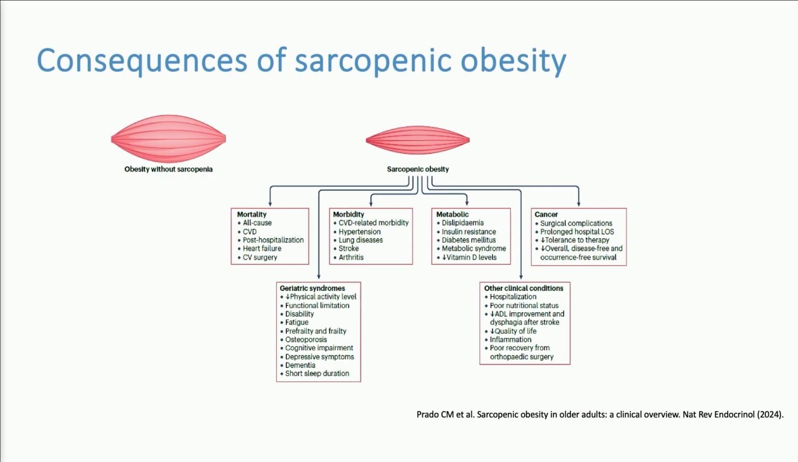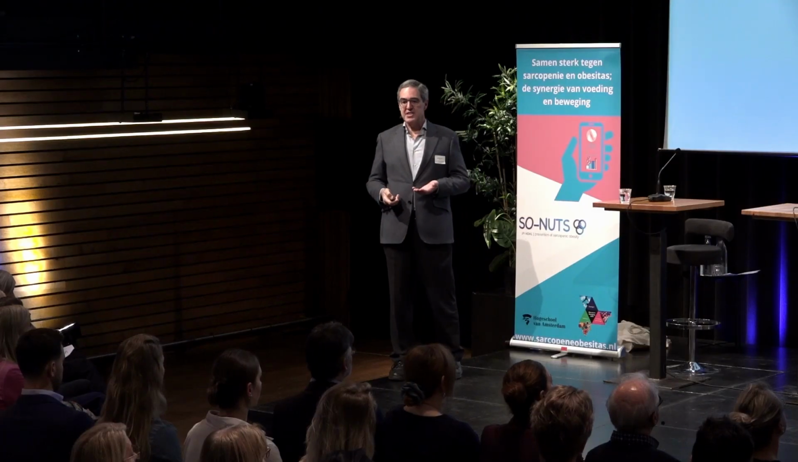Is sarcopenic obesity bad? Yes, it is, because it has both the adverse events of sarcopenia and the adverse events of obesity blended in the same person. So you find an increased mortality, both for cardiovascular disease and because sarcopenia is also linked with that, and morbidity. Morbidity includes cardiovascular disease and things like arthritis, because it's related to movement, metabolic disease, cancer, and many other aspects, including hospitalization, falls, reduced quality of life, and disability.